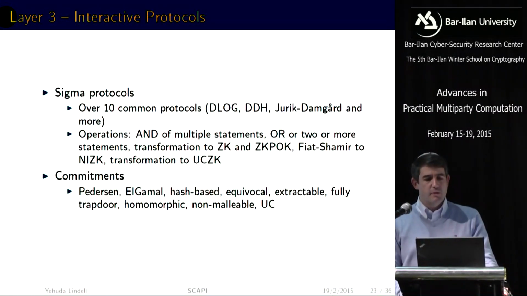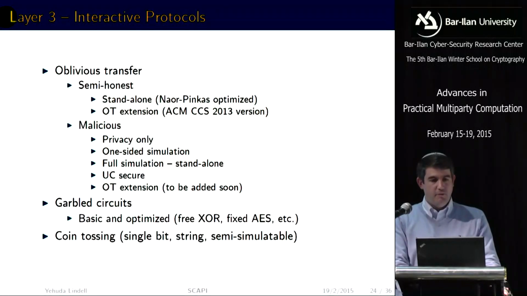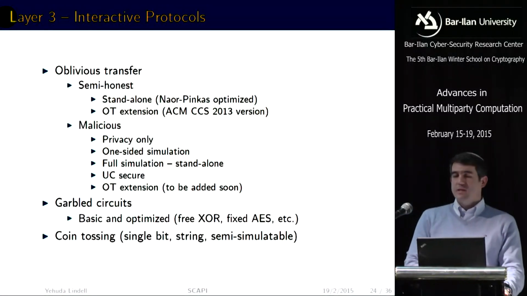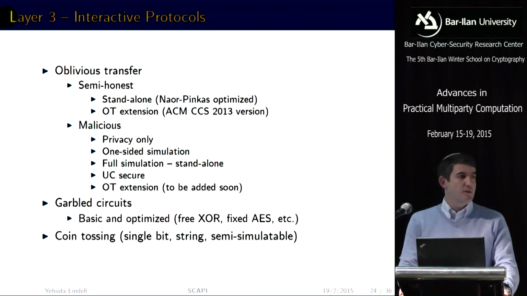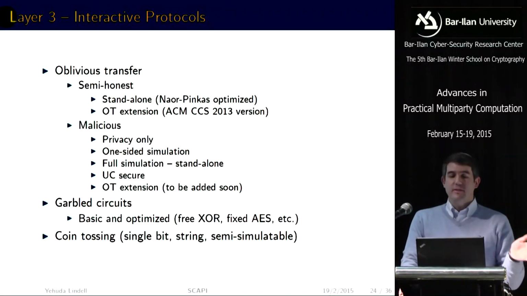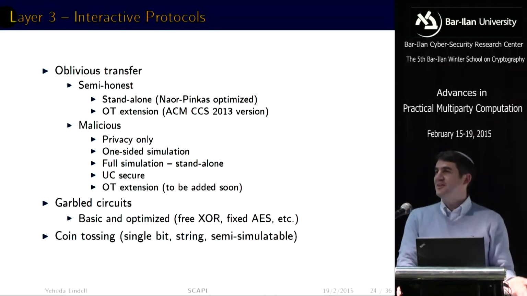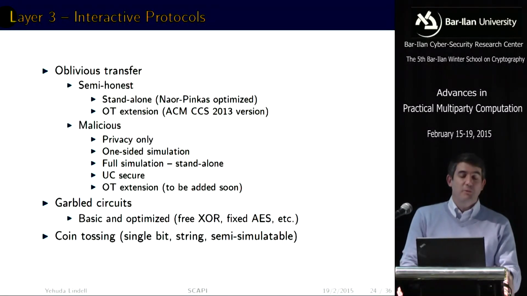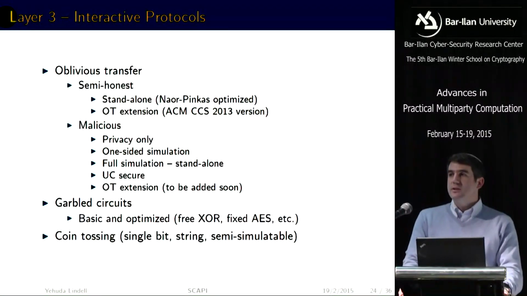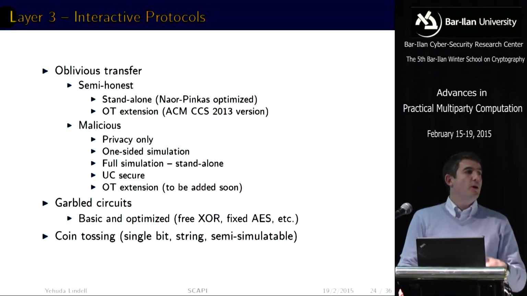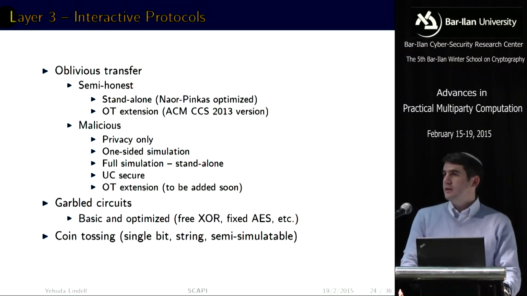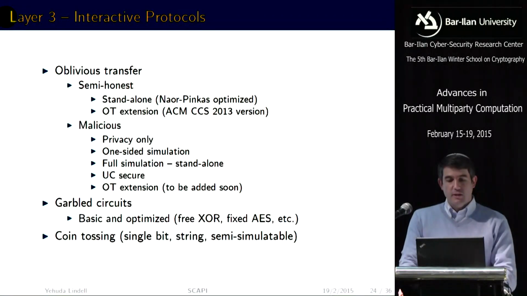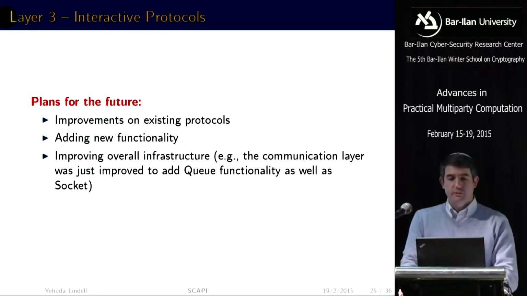Commitments, there's a series of commitments. I'm not sure that all of them are yet implemented, but most of them are. For interactive protocols, you have oblivious transfer. You can use semi-honest, which is Naor-Pinkas, and the OT extension, also semi-honest. For malicious, you can take privacy only, one-sided simulation, full simulation, UC secure. All of these things are inside. The OT extension that Gilad presented this morning will be added soon. There are garbled circuits inside the library, a basic one, also an optimized one, which is all in native code using fixed-key AES and the AES-NI chip. And there's coin tossing as well, with three different security levels.